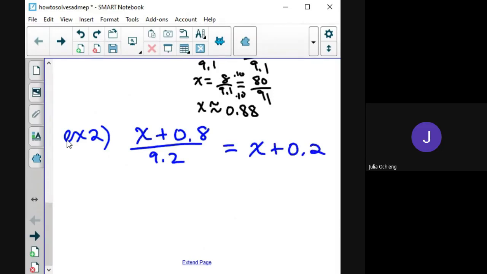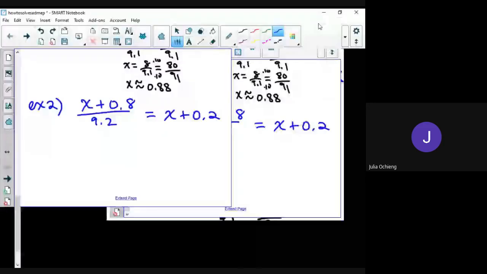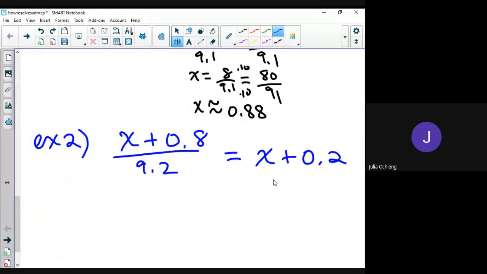But if you're ready for a new example, here is another one. All right, so again, the first thing I'm going to want to do is simplify this equation before I even do inverse operations and do the SADMEP method. So I have variables on both sides, and I don't want that, but also I have a fraction on the side that's making this look harder than it is.